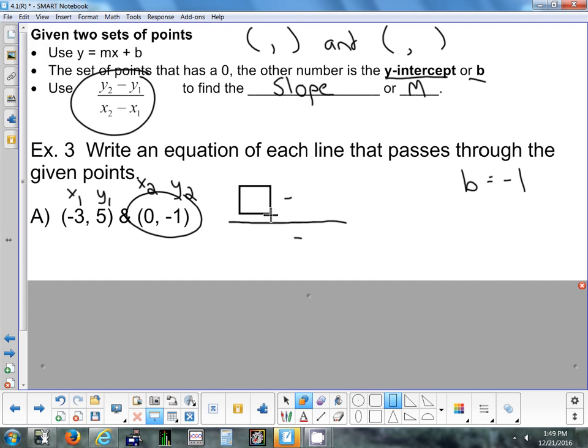Help me fill out that top row. -3. So, y2 is negative 1. Good. Minus 5. Y1 is 5. Good, that's the top row. Help me fill out that bottom row. x2 is 0, good. Minus negative 3. Very good. We got the minus sign there already. Now we're going to put the negative 3.